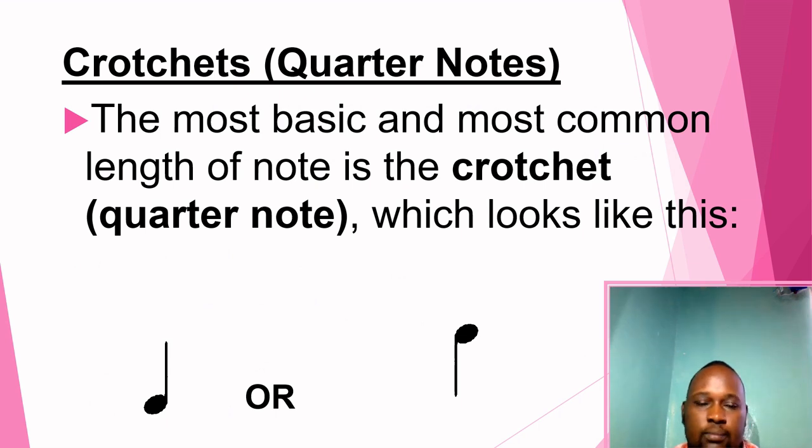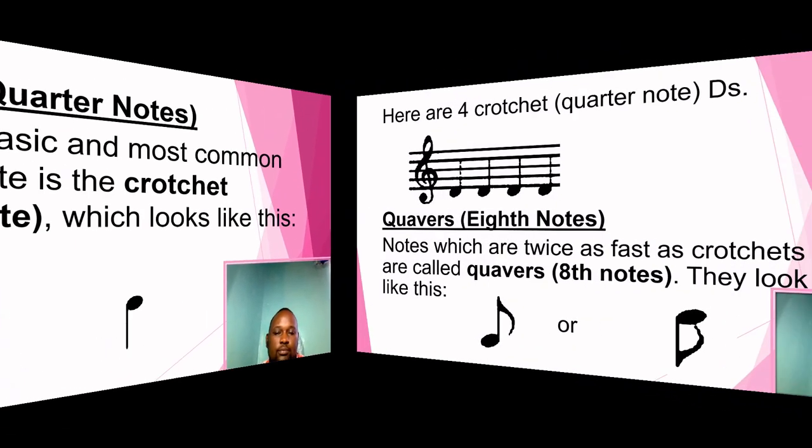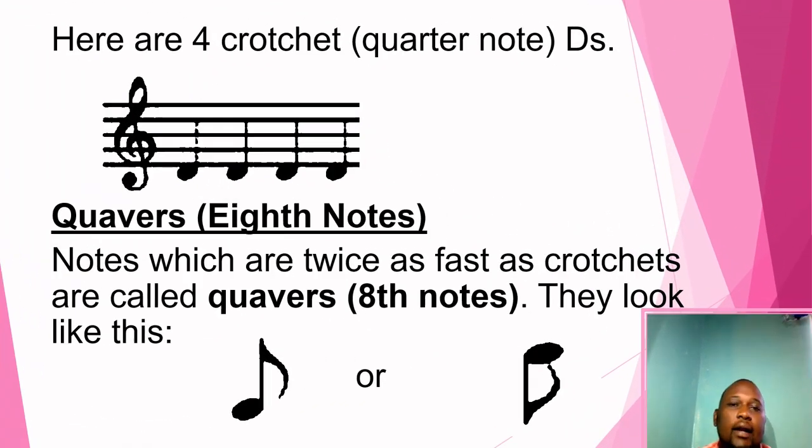To start with, we are going to look at the crotchet. The most basic and most common length of a note is the crotchet or quarter note, which looks like this, or like that when the stem is facing downward. Here are 4 crotchets or quarter notes. You have this one, this one, this one, and the other one.